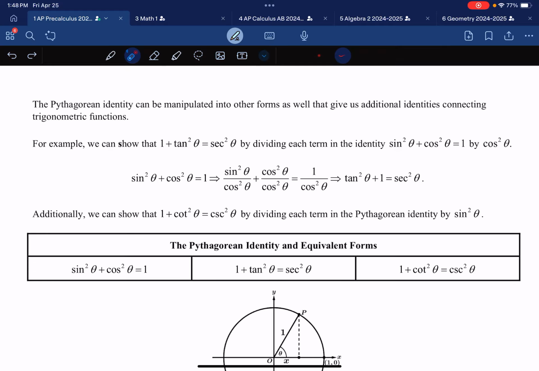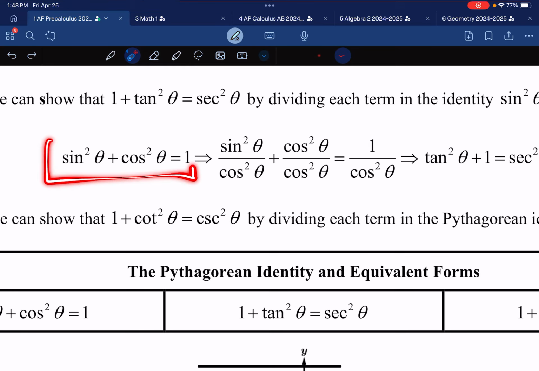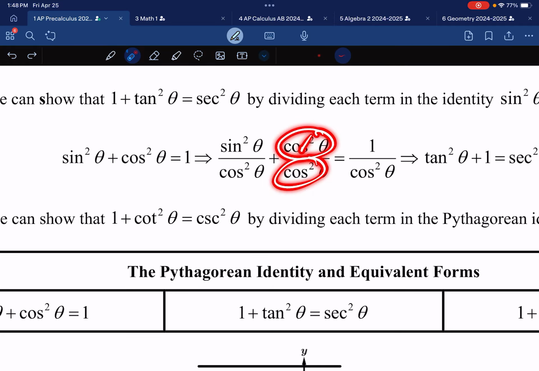So one way that you can play with this is you can divide everything. So again, this is the Pythagorean identity that we started with. If I divide everything by cosine squared, and I'm just kind of randomly doing this, I'll randomly do something else next to show that another identity pops out of this. Watch what happens when everything is divided by cosine squared. First of all, cosine squared over cosine squared cancel out, and it turns into 1.